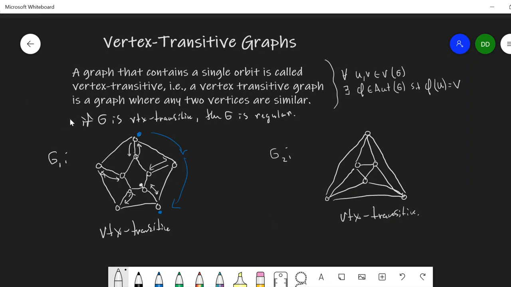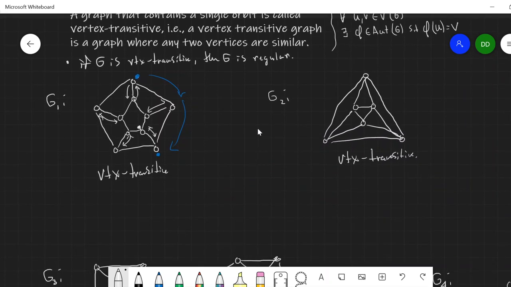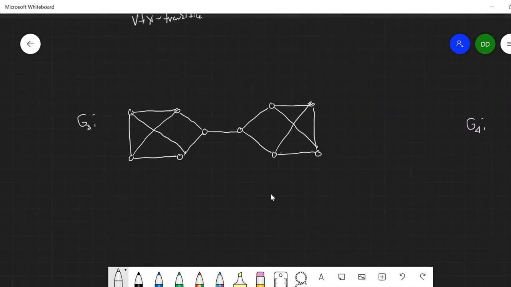As I said above, this should be true because automorphisms have to preserve degree. And if any two vertices are in the same orbit, then they have to have the same degree. And vertex transitive means every vertex is in the same orbit. And so it has to be regular. However, not every regular graph is vertex transitive. So let's take a look at a couple of examples here.